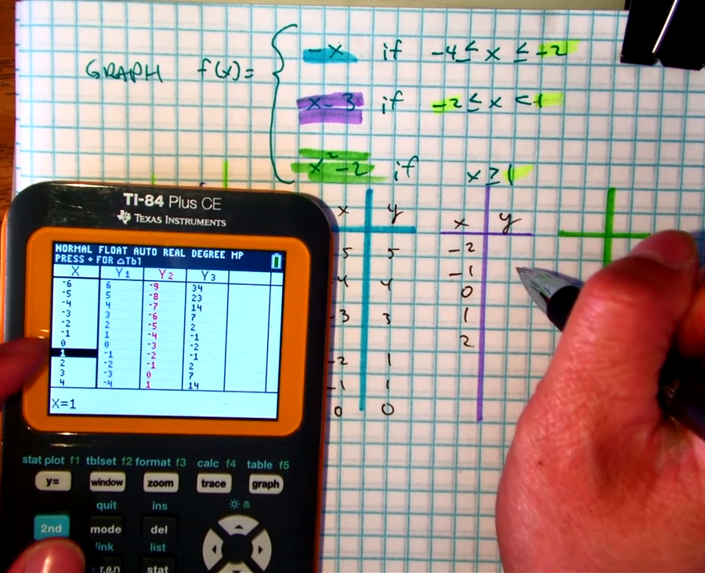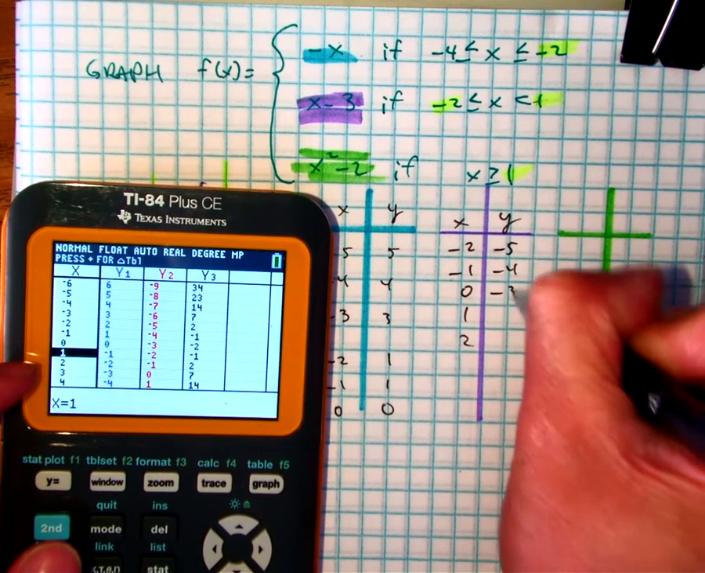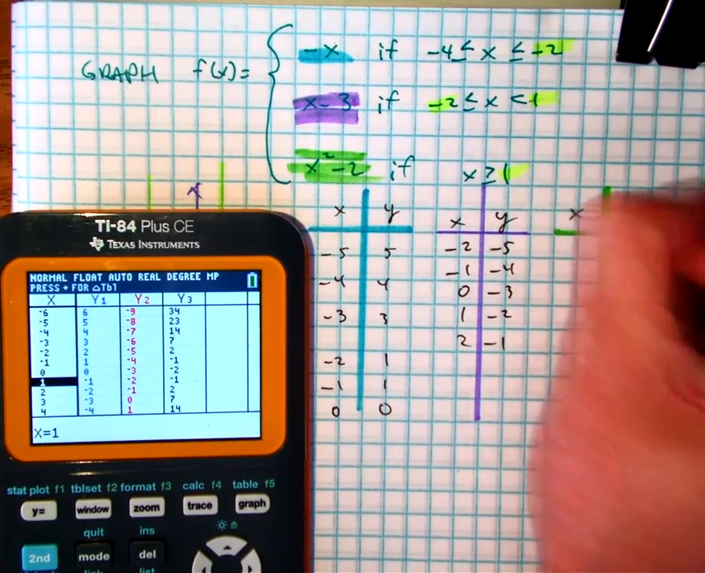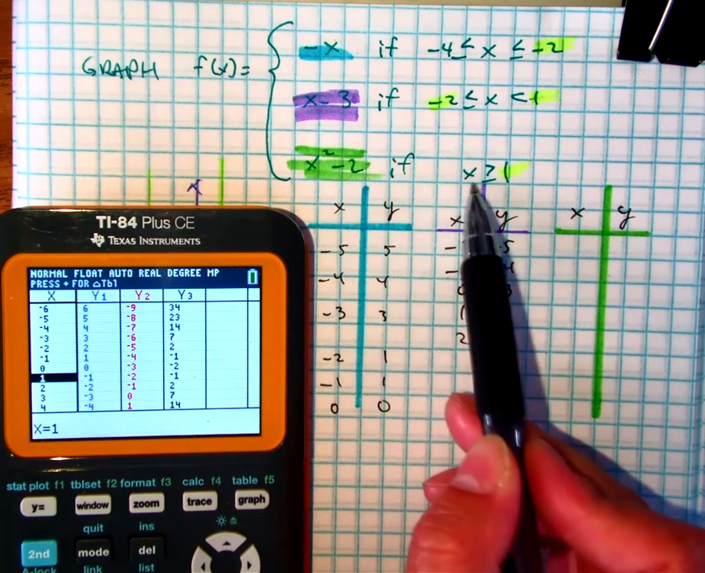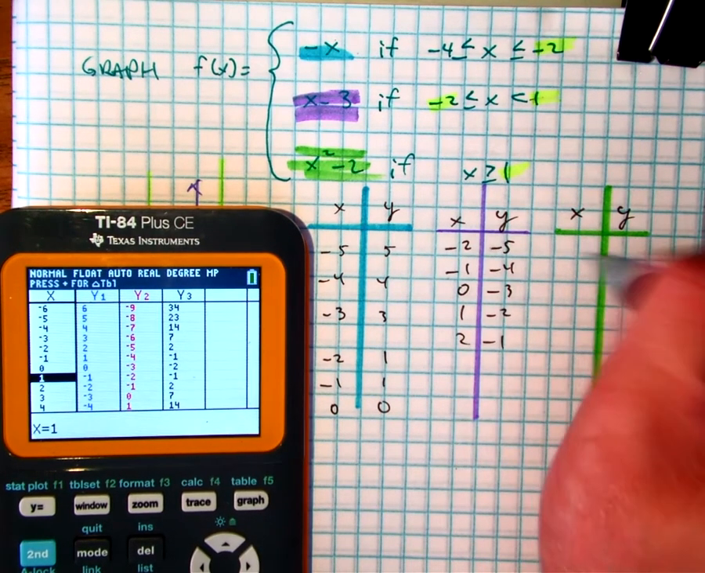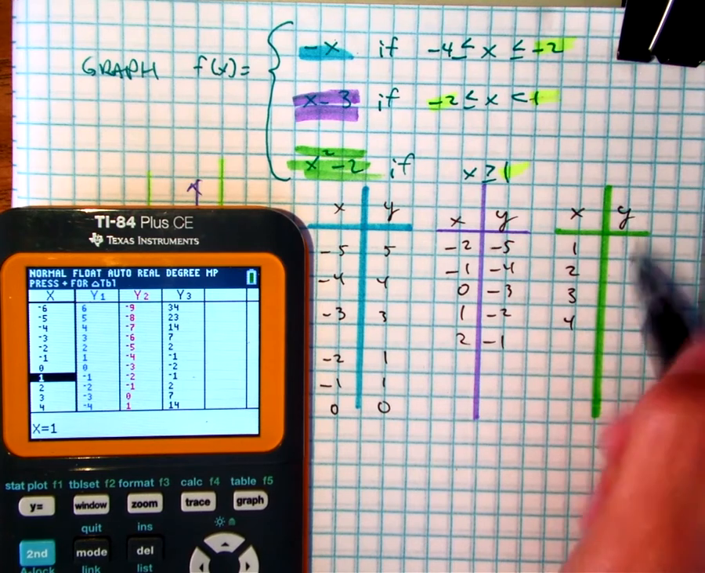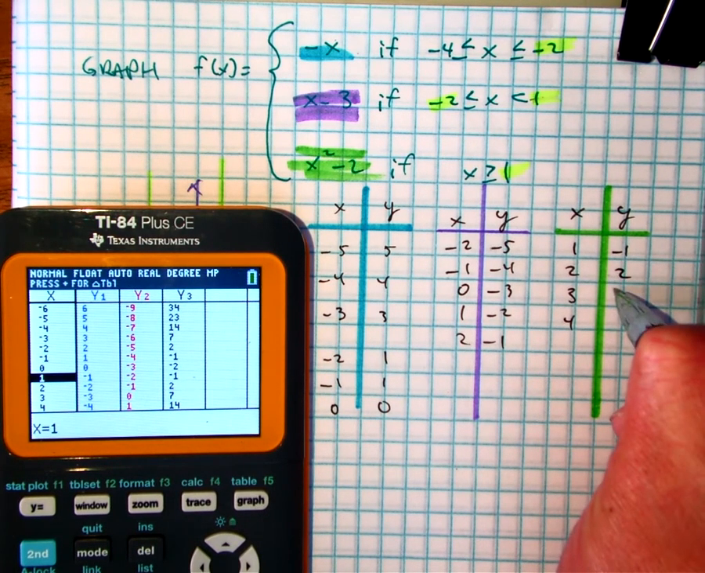So at -2, that would be -5, -4, -3, -2, -1. And my function in green, it is a quadratic, to the power of 2. I want values that are greater than 1. So you can choose 1, 2, 3, 4. So I get -1, 2, 7, and 14.